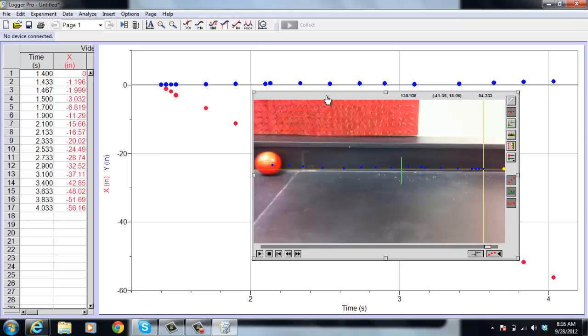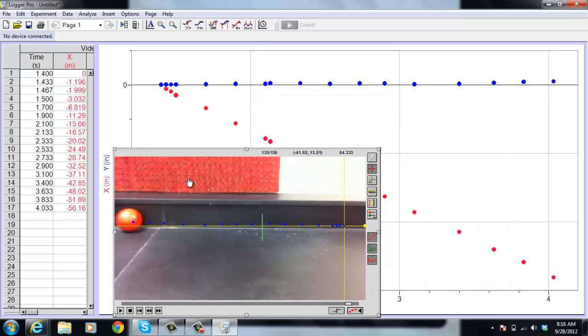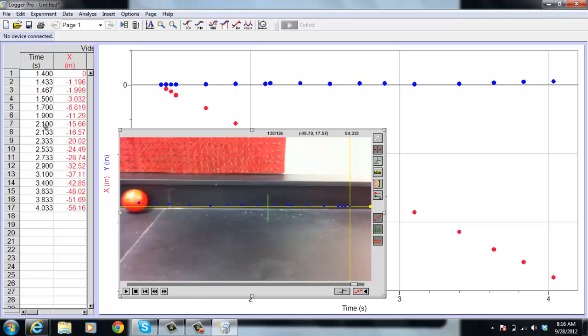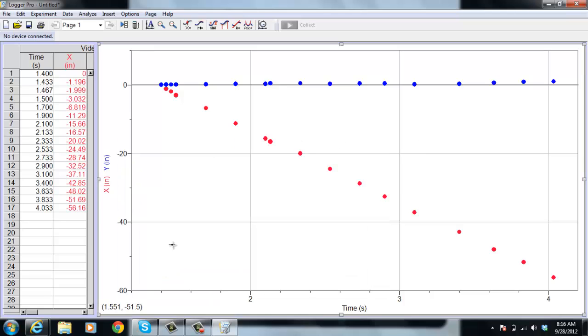Okay, now that you got all your points put in, we now see we've got a bunch of points on our chart over here, and we also have a bunch of points across our screen. Really, we're done with the video now. We've gathered all the data that we needed to gather, so we don't really need that anymore. I'm going to click on the graph just to get the movie out of there.